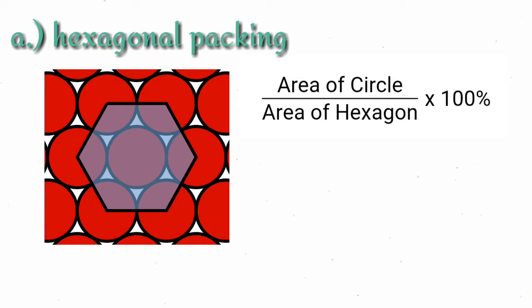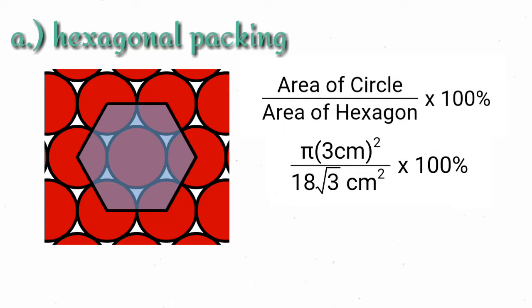So, the area of circle is pi r squared, or pi times 3 centimeters squared, since we have a given radius of 3 centimeters, over area of hexagon, which is 3 square root of 3 centimeters squared times 6, since it is a hexagon, so we'll get 18 square root of 3 centimeters squared, times 100%, and we will get the answer 90.69%.